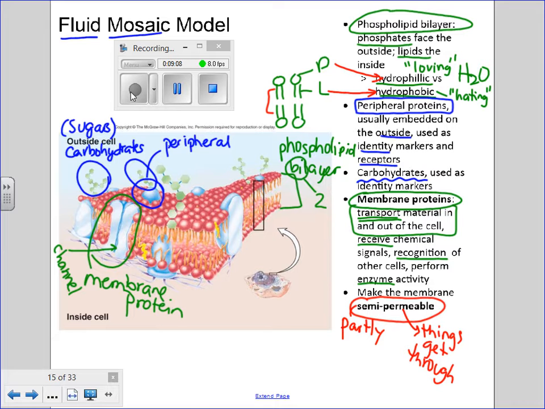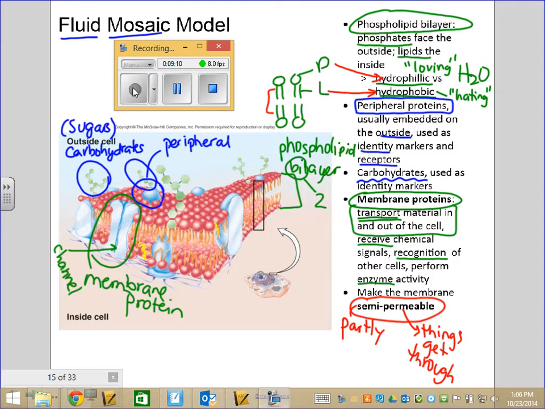Now I'll just pause here. All right. Would anybody like to ask any questions about the pieces that are part of the cell membrane?